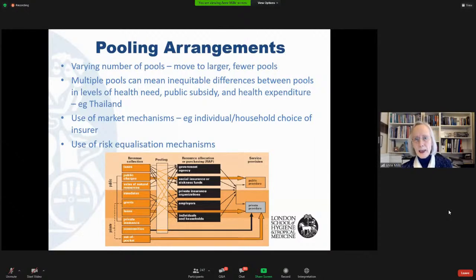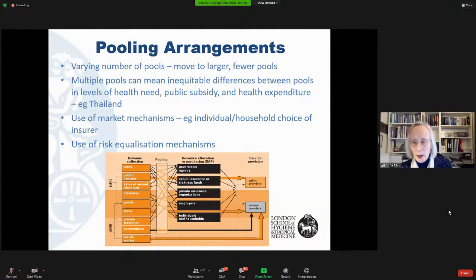In general, there's been a tendency for countries to move to larger and fewer pools. So the Republic of Korea, for example, has moved from many sickness funds on the German model to one single large insurance scheme in 2000. One of the reasons why countries make this change is because multiple pools can mean differences that are considered inequitable between the pools, whether that's in terms of levels of health need, levels of public subsidy, or levels of health expenditure.